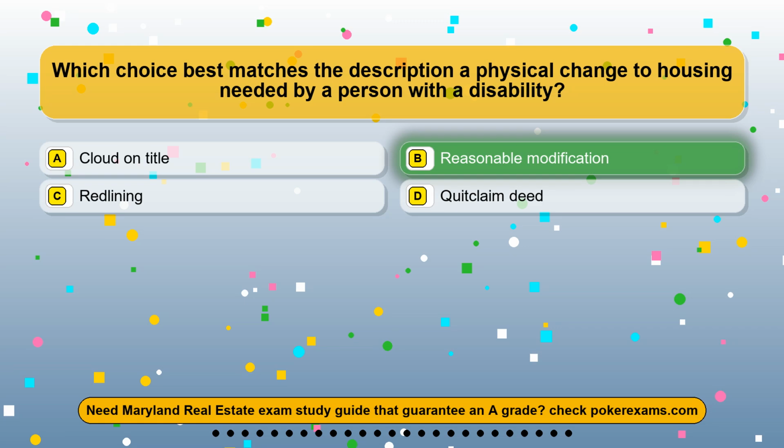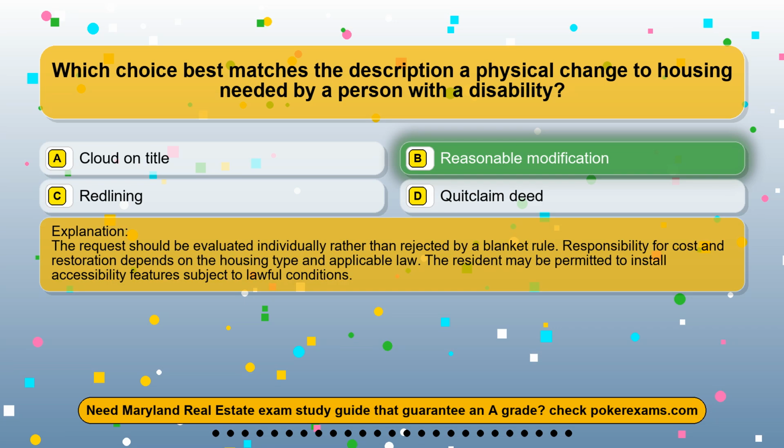The correct answer is option B, reasonable modification. Find the difference between the two prices and use the larger price as the reference amount. Divide the difference by that reference and multiply by 100. Using the smaller price as the denominator answers a different percent-comparison question.